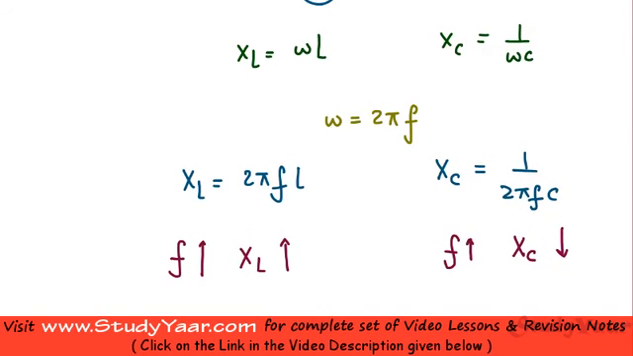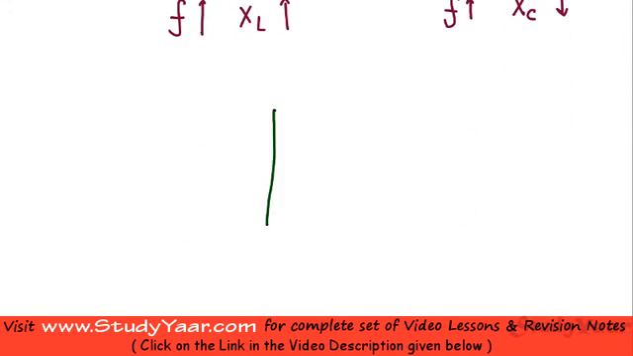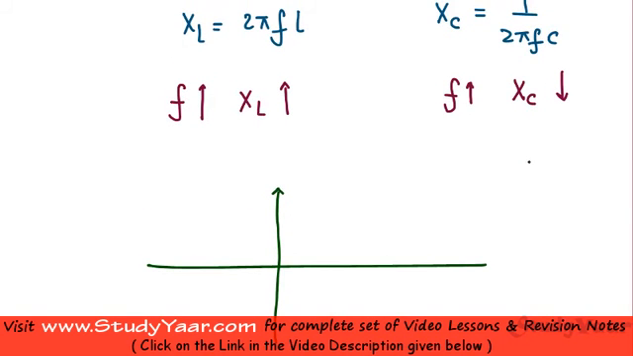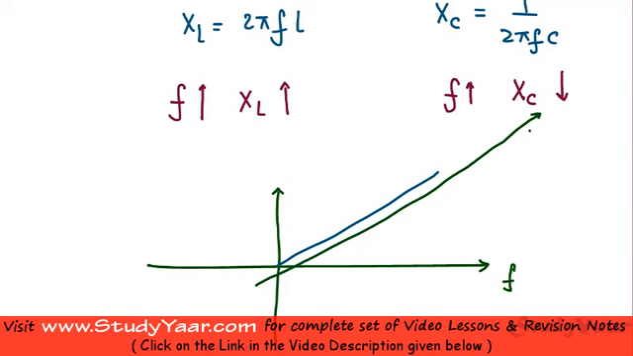If I draw a plot of my frequency on the x-axis and, let's say, inductive reactance on the y-axis, then what would be the graph? You have XL directly proportional to f. So your inductive reactance is going to directly increase as your f increases. This is your f, and this is your XL, or your inductive reactance. It is going to keep on increasing as frequency is increasing.